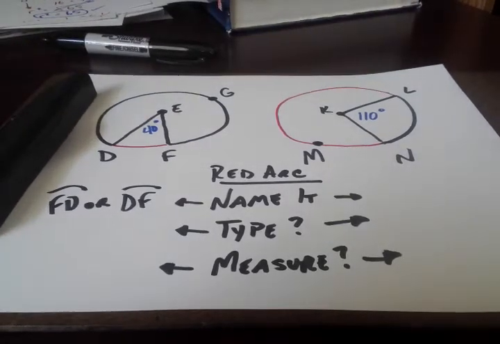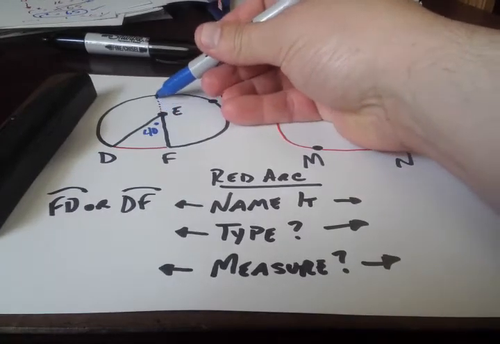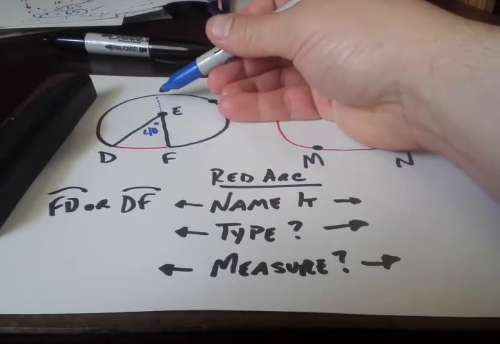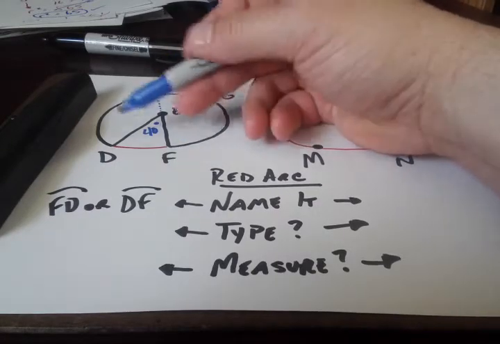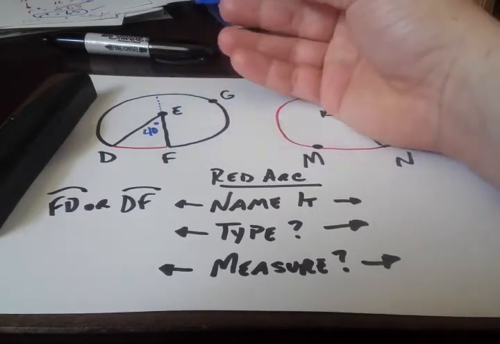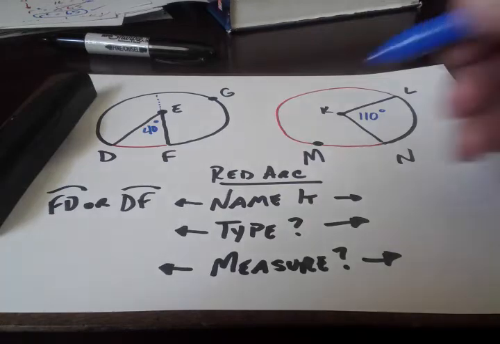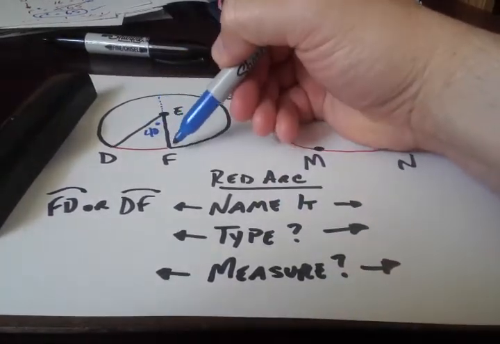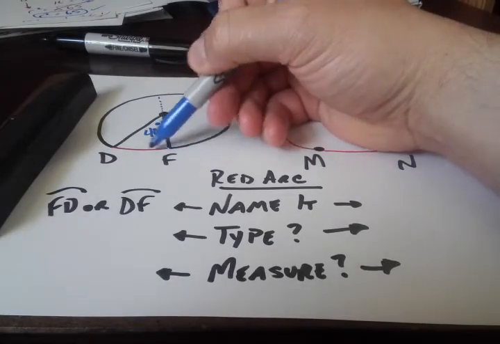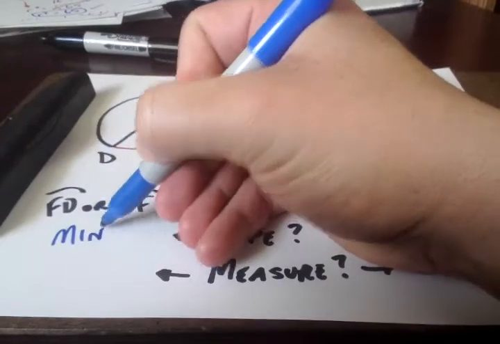So if we have a line through a circle, let's look up here. If this line went all the way through, this would be a diameter. A diameter is half the circle. It's 180 degrees of the circle. And most of us know that circles are 360 degrees. So for a minor arc, the type is less than 180. Obviously this red arc doesn't go past the diameter, so this is a minor arc.